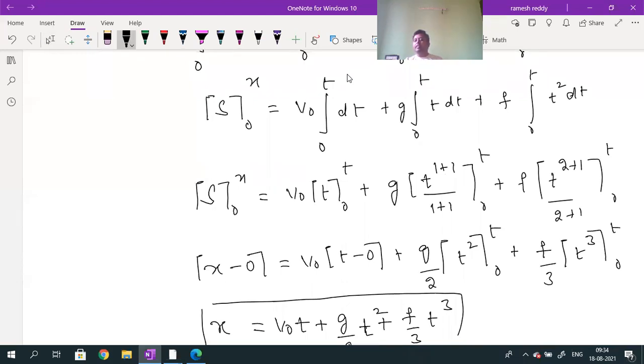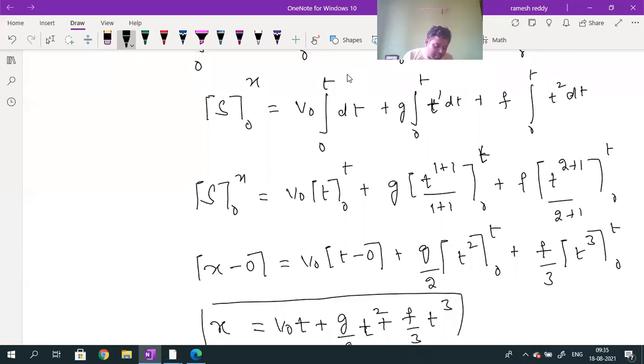Integration of dt is t. Recalling the formula, t. Lower limit value 0, upper limit value t. Integration of t into dt: t is there, nothing is there means t power 1, so t power 1 plus 1 by 1 plus 1, limits are 0 to t. Plus f into, so t square is there, t power 2 plus 1 by 2 plus 1, 0 to t. This integration is a definite integration.